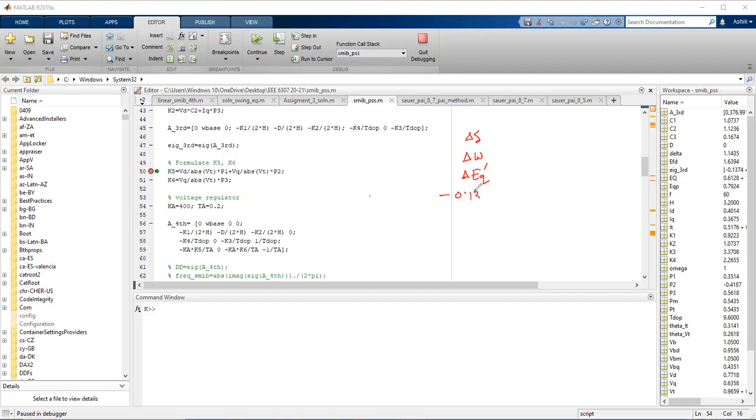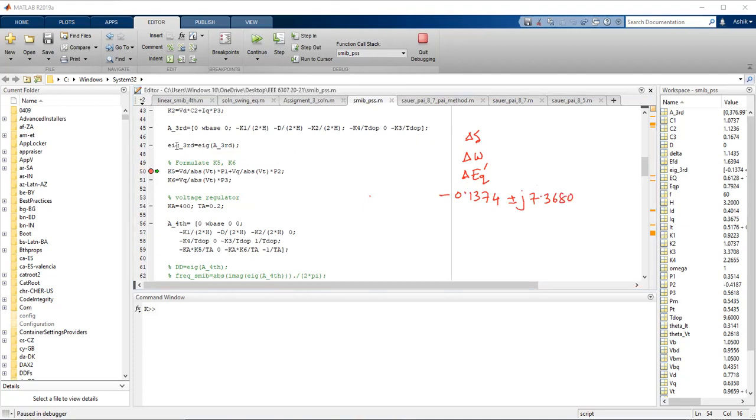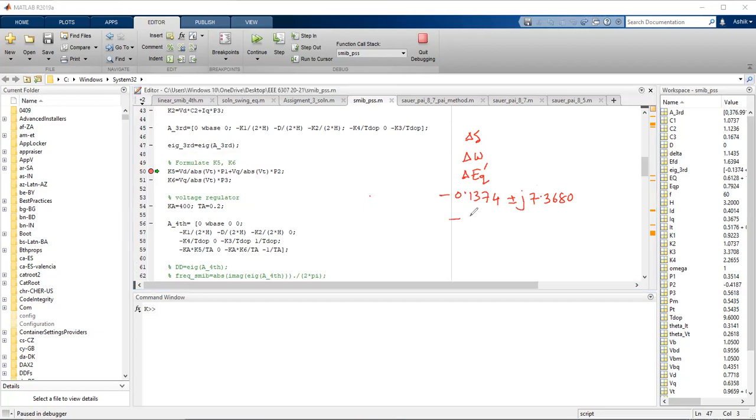Minus 0.1374 plus minus j, how much is it? 7.3680. And the third eigenvalue is minus 0.0764. So we have three eigenvalues, where one is a complex pair, the first two, and the third one is simply a real eigenvalue, real root.